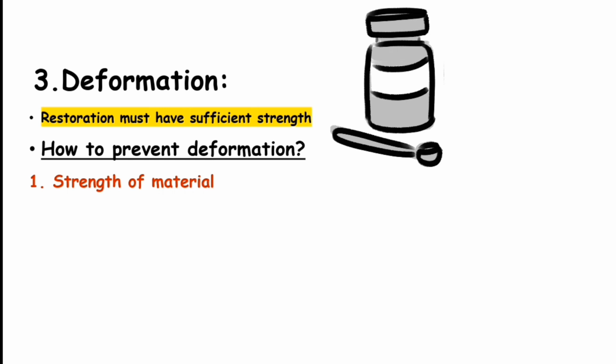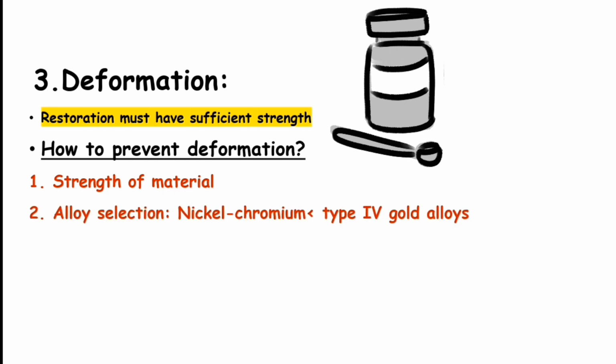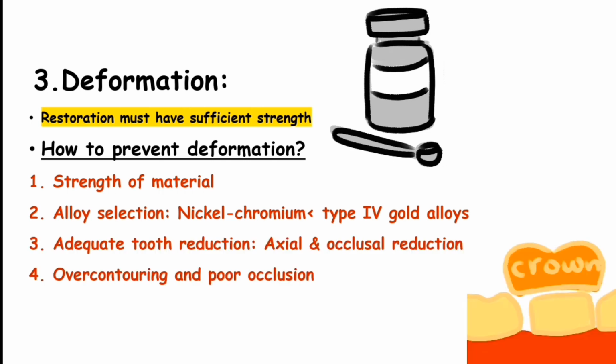The strength of the material is very important, and we already talked about alloy selection; nickel chromium has more strength. So it is a good material, and it will prevent deformation. You can see the crown, and there should be adequate tooth reduction, as we have already discussed. The length and surface area should be greater. With longer length and more surface area, and less axial and occlusal reduction, it will result in more resistance and less deformation.